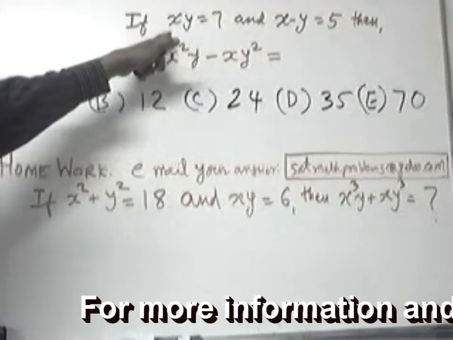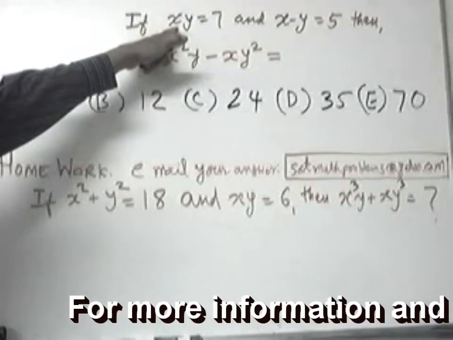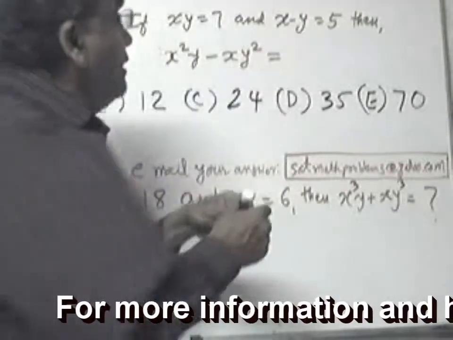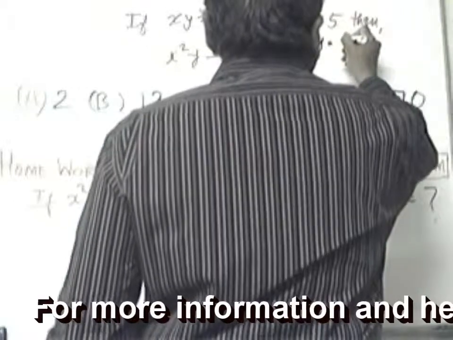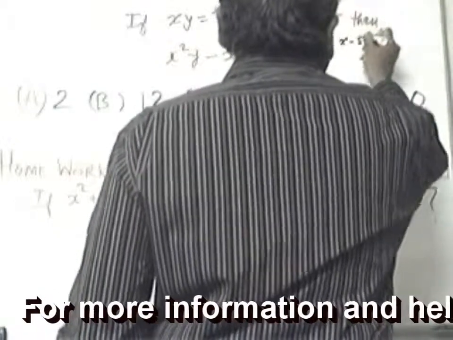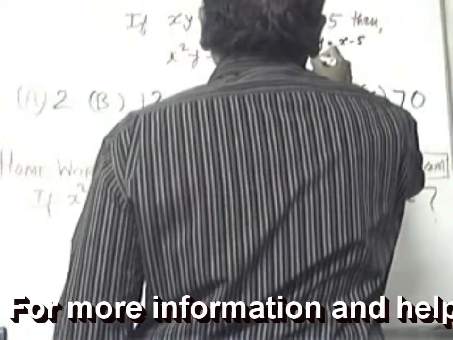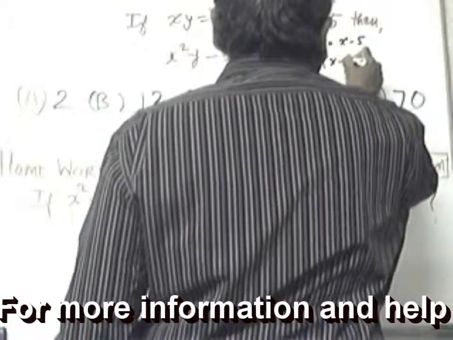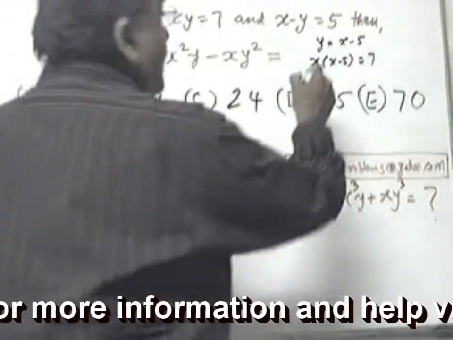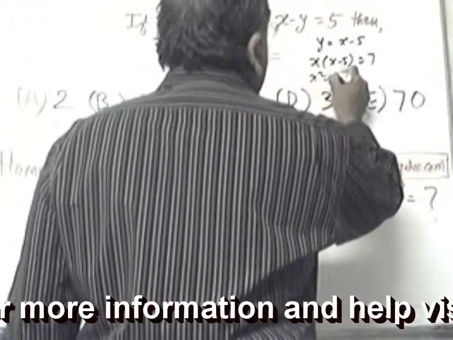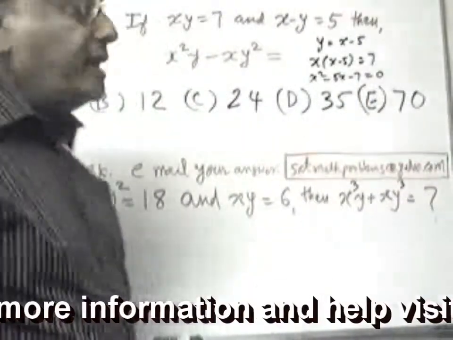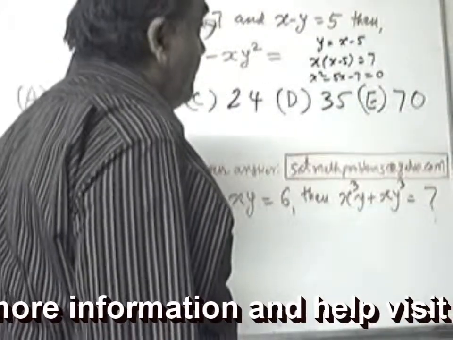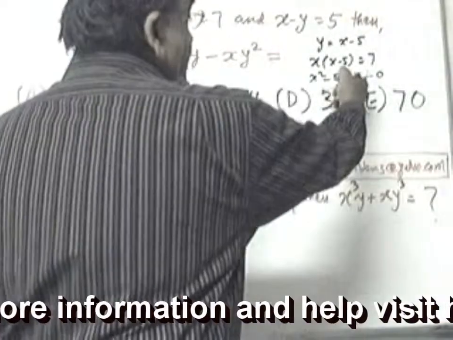If you took that route to calculate the value of y from this equation, y equals x minus 5, and substitute that value here, you say x times x minus 5 is equal to 7, and then you try solving for x squared minus 5x minus 7 equals 0. Then you try to factor this and you go crazy. First of all, this is not factorable.